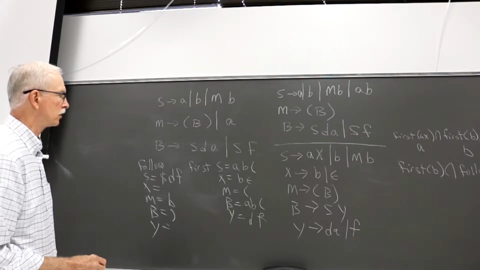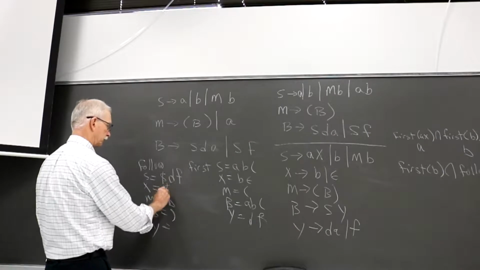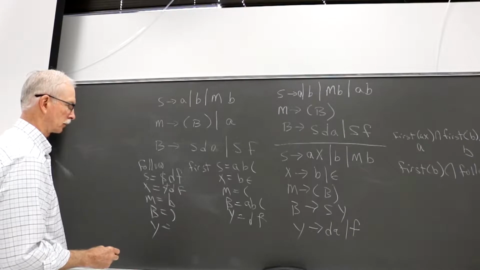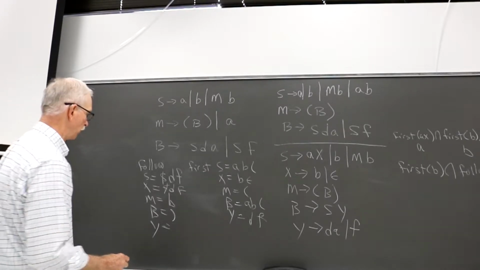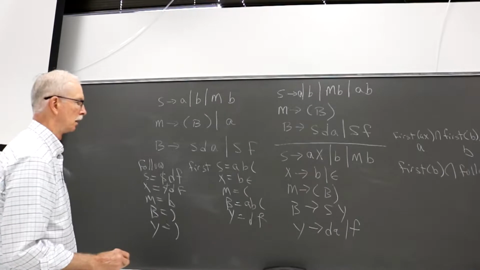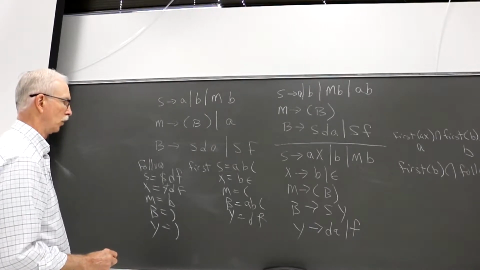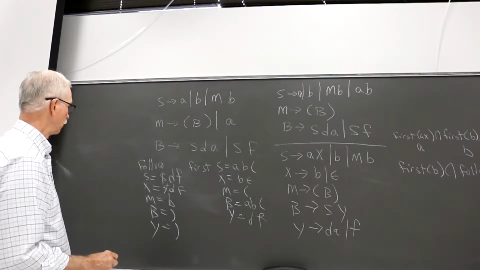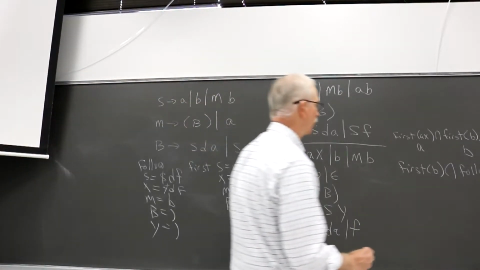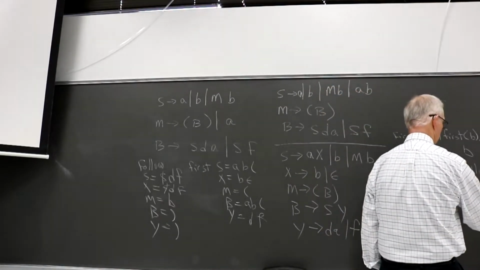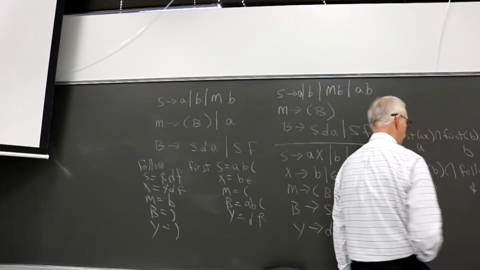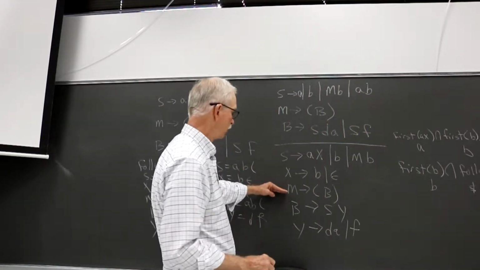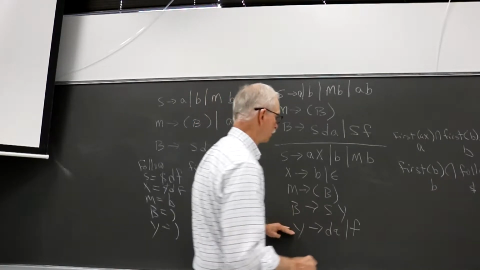The follow of S is in the follow of X. The follow of B is in the follow of Y. Can Y generate empty? No. So now the follow of X is dollar, D and F. The first of B is B. They have nothing in common. No choices here, no choices here, choices here.